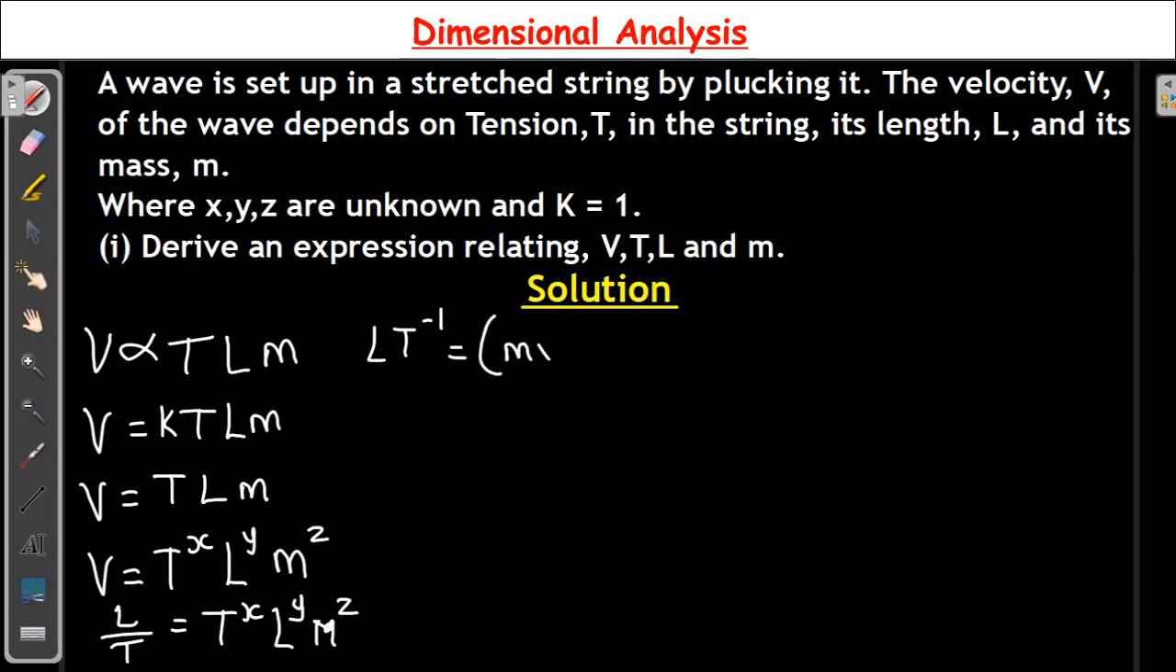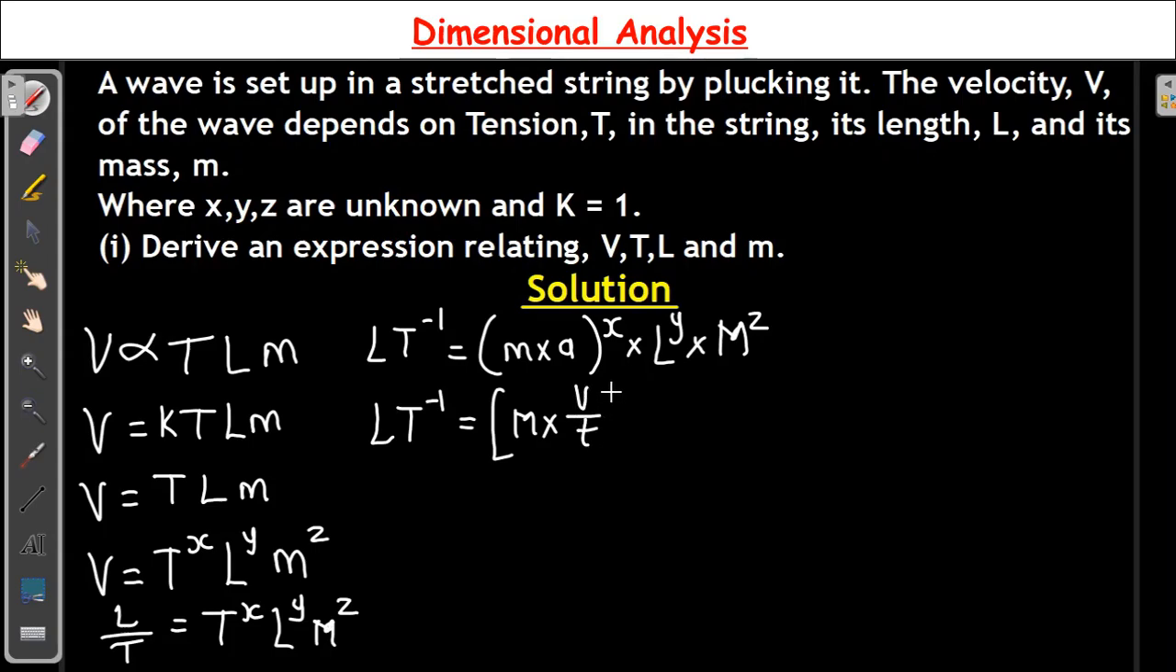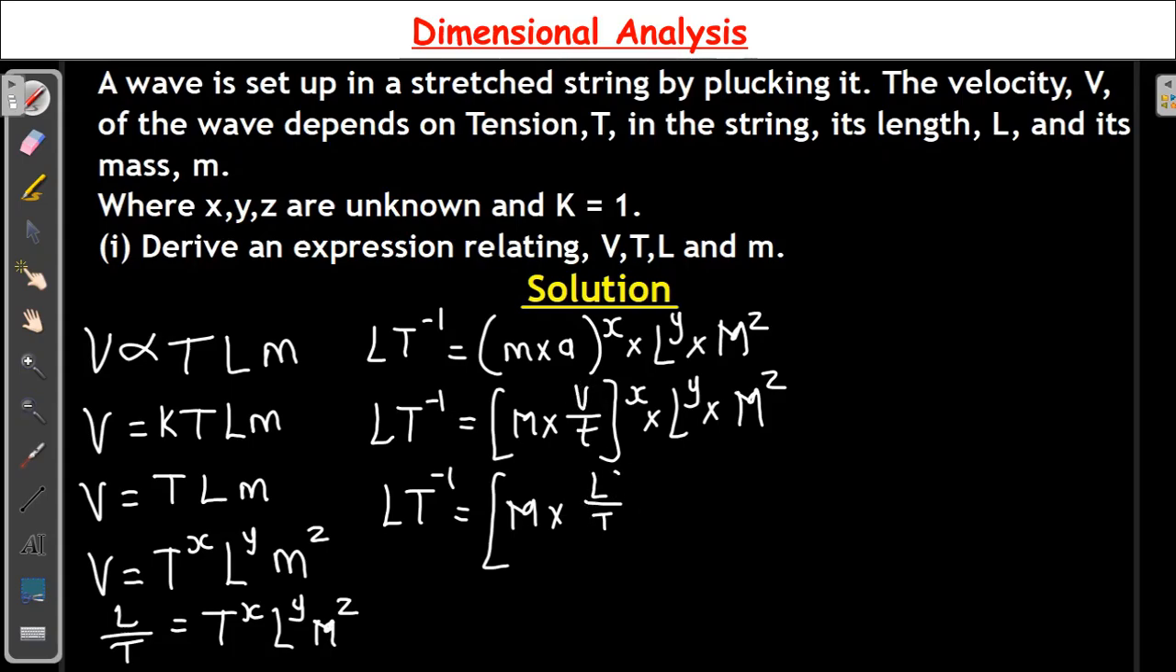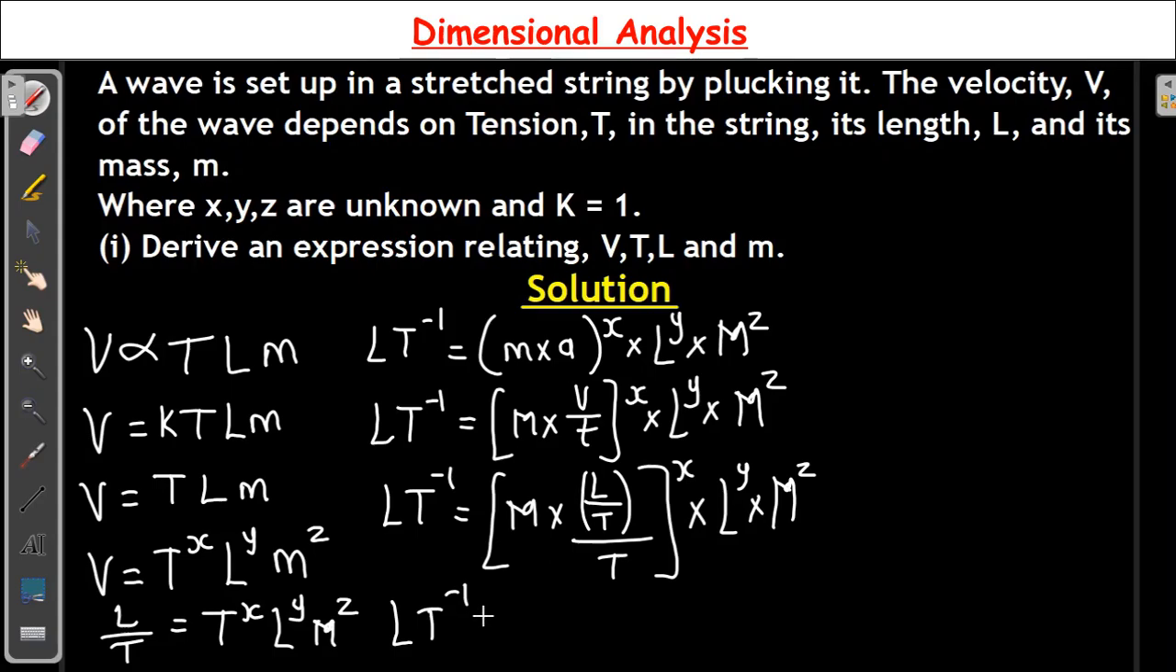The formula is, in brackets, mass times acceleration, to the power of X, times length to the power of Y, times mass to the power of Z. So with this, L T to the power of minus 1 is equal to, in brackets, mass times acceleration, which is velocity over time, to the power of X, times length to the power of Y, times mass to the power of Z. Velocity is length over time, then divided by time, all to the power of X, times length to the power of Y, times mass to the power of Z.